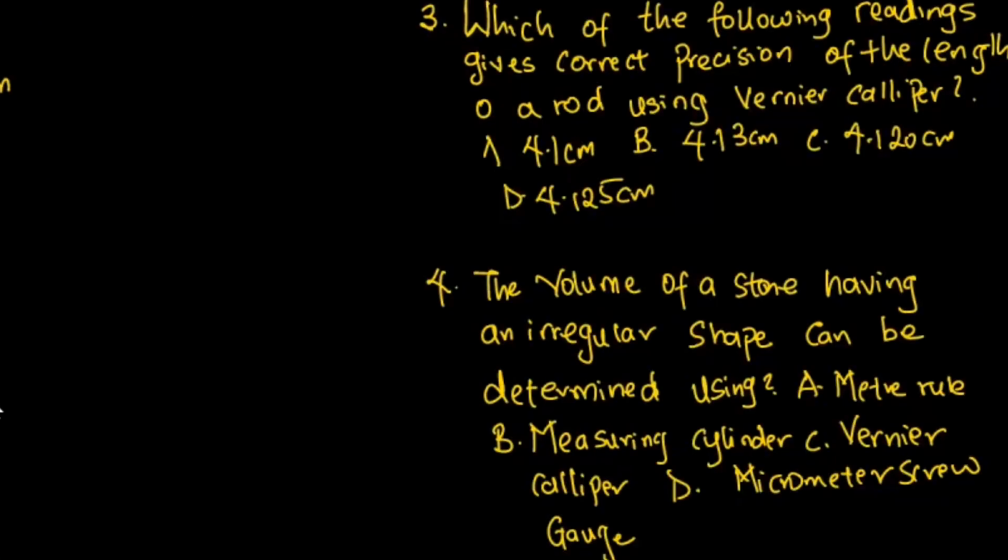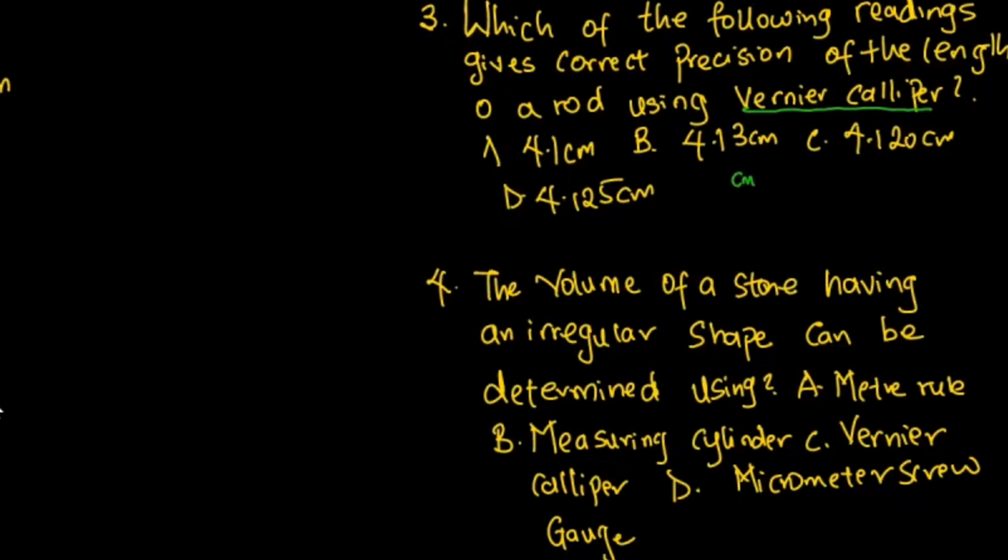Now looking at number 3, it reads, which of the following readings give the correct precision of the length of a Vernier caliper rod using a Vernier caliper? Now if you take a close look at the options, they are all in centimeter.